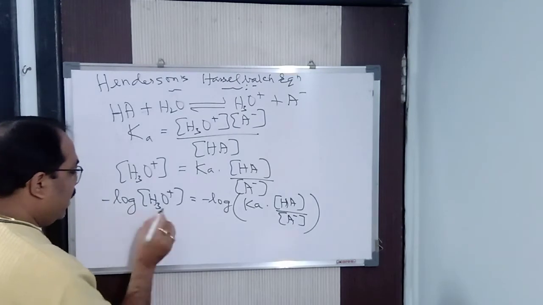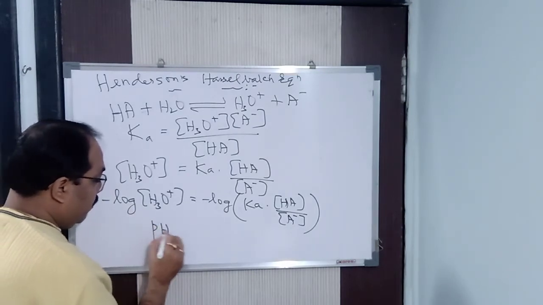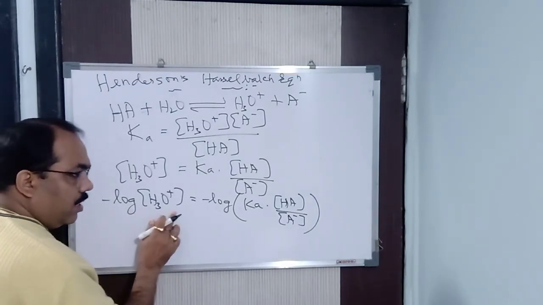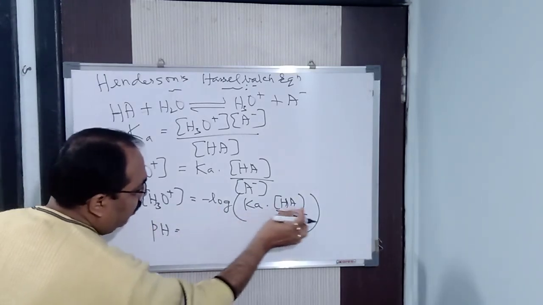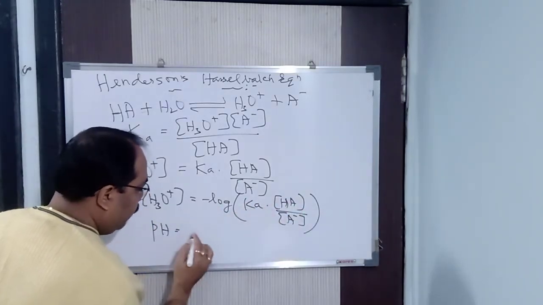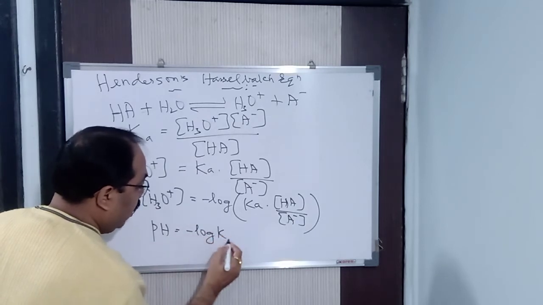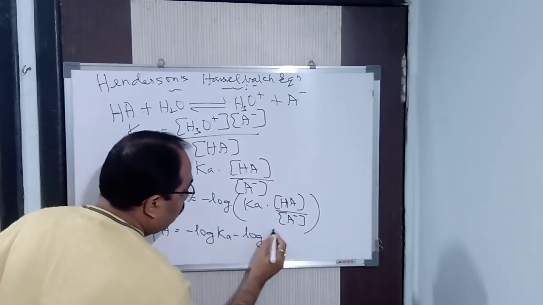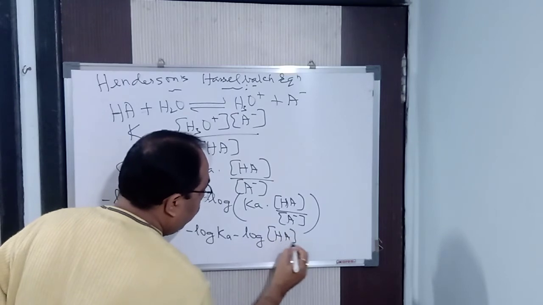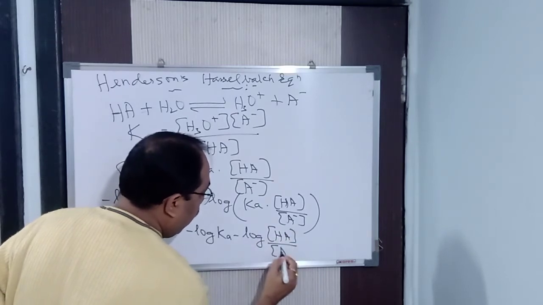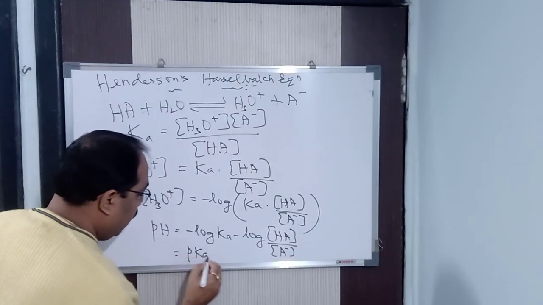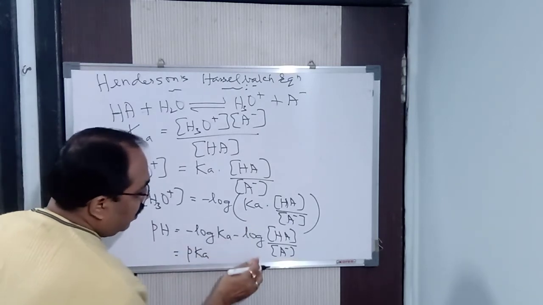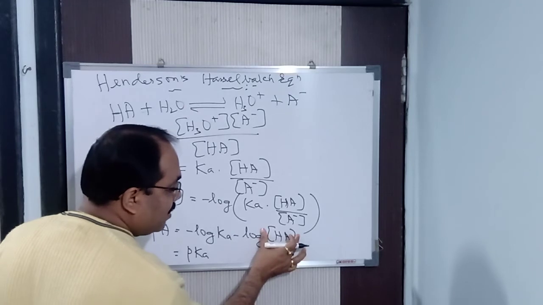Now minus log of the H3O plus ion, what is that? That is nothing but pH. Minus log H plus ion, minus log H3O plus, is pH. This is log of A into B, so log A plus log B. So minus log Ka minus log of HA over A minus. Now what is minus log Ka? It is pKa. And this one, as I said, we got from the acid, it is very clear.